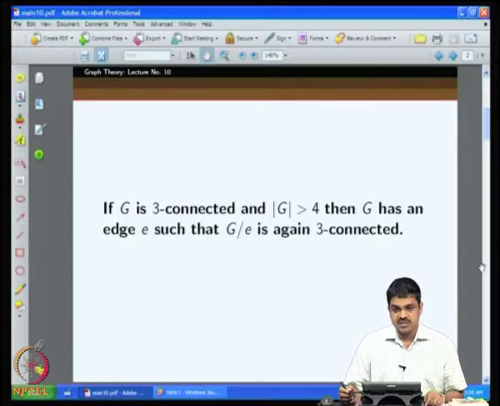If the number of vertices is equal to 4, you cannot possibly do that, because if it is a K4 and you contract any edge, you end up getting a K3, and it is not 3 connected, it's only 2 connected. So this condition that the number of vertices is greater than 4 is important.